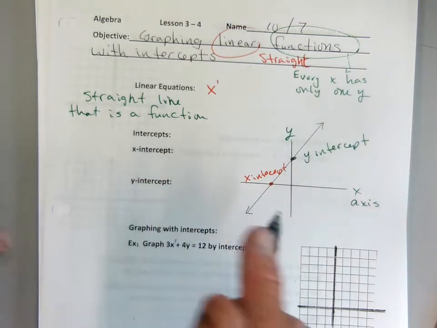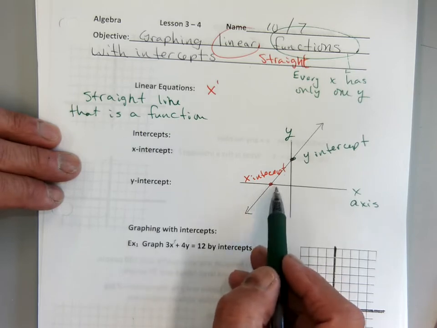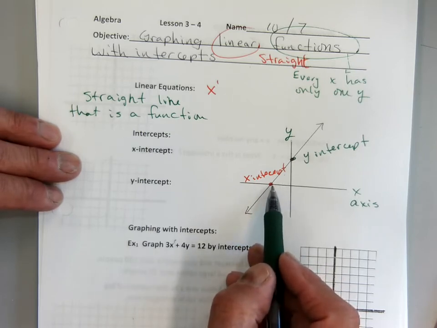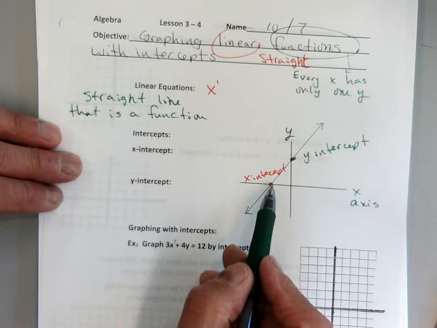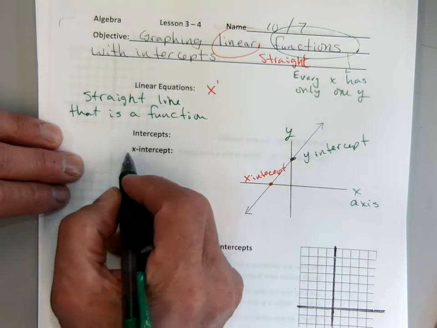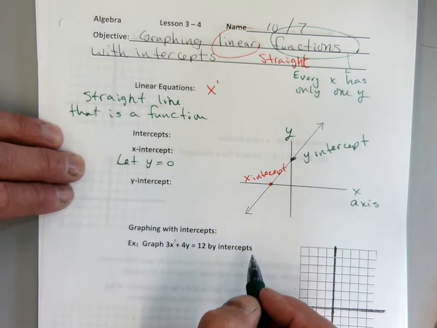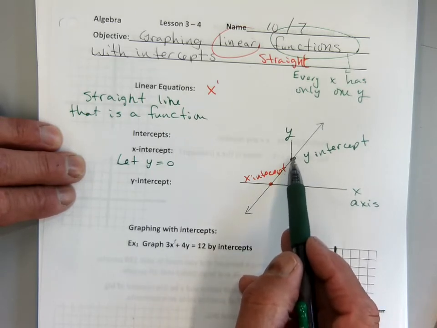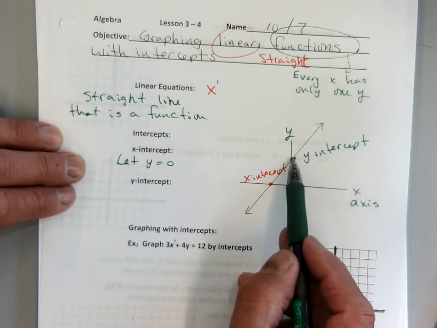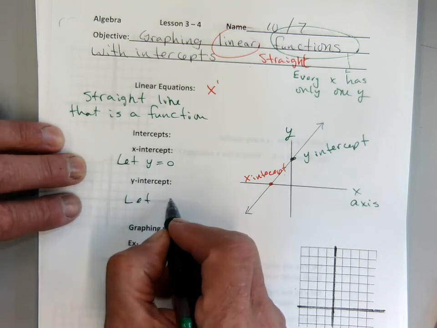Now, here's what we want to write, though. At the x-intercept right here, the y value is 0. At this point right here, the height is 0. So at the x-intercept, we let y equal 0. At the y-intercept, you can see the x value is 0. There's no x. So at the y-intercept, we let x equal 0.